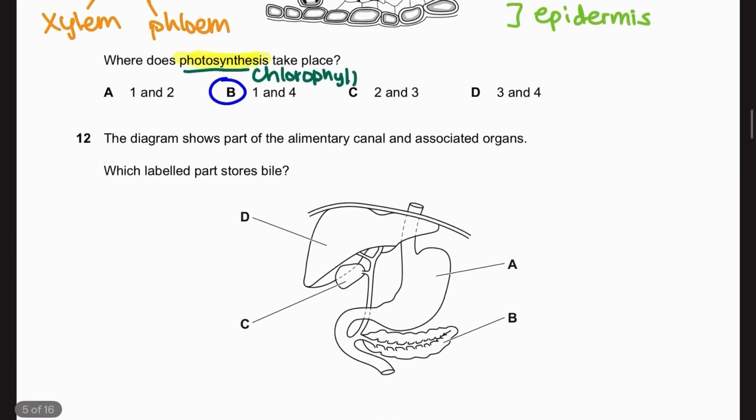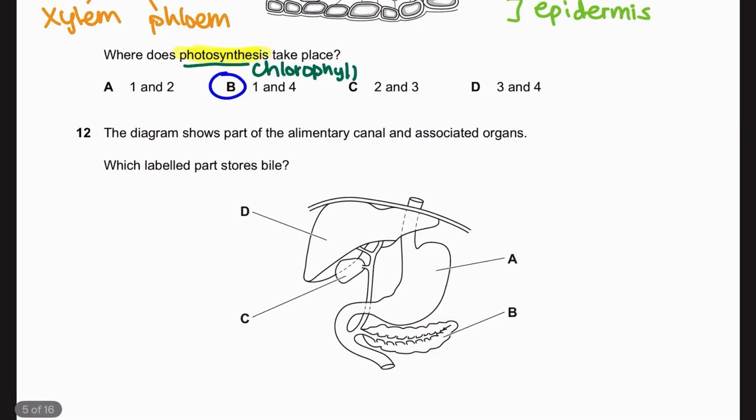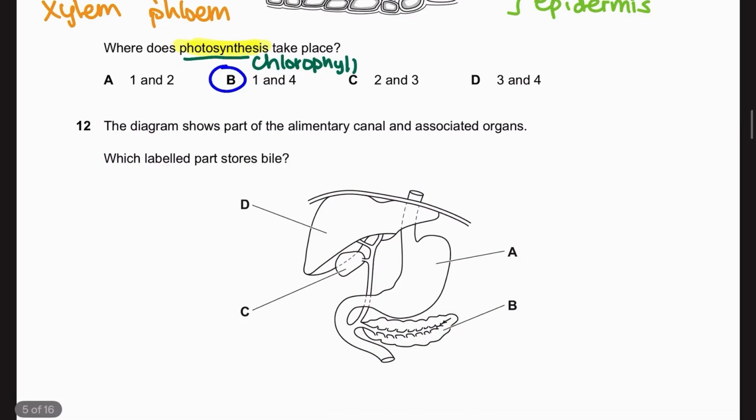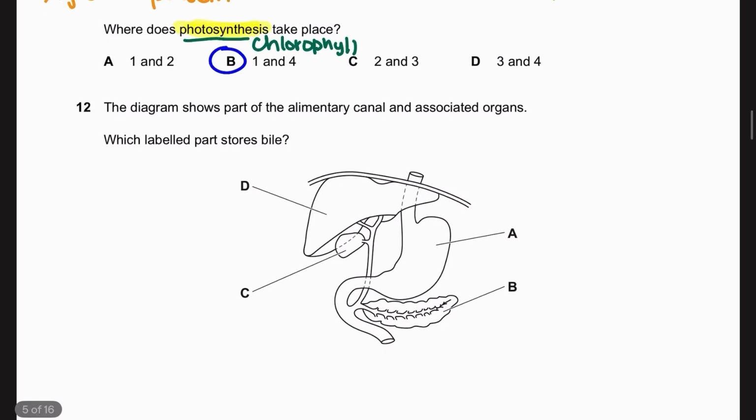Okay, last question on this page. The diagram shows part of the alimentary canal and associated organs. Which labeled part stores bile? Whoa, okay. Again, my favorite thing to do is labeling. Let's pick a lovely color. Let's do pink right now.